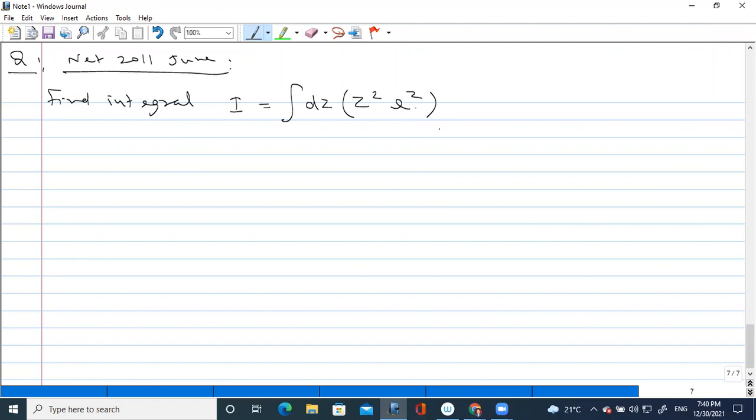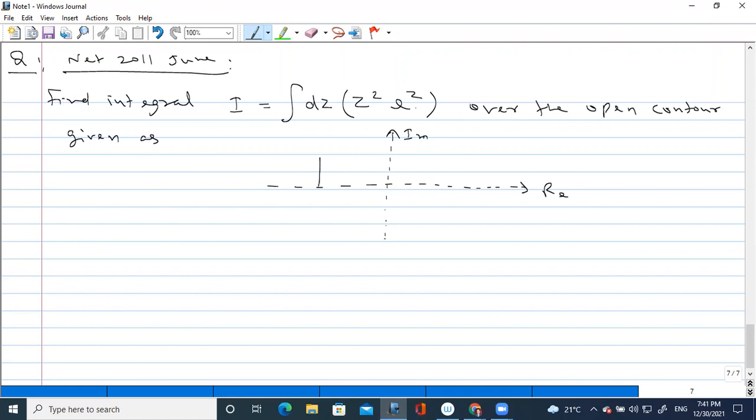So find this integral over the open contour given as this. This is the imaginary line, this is the real line, and the contour they have given like this.